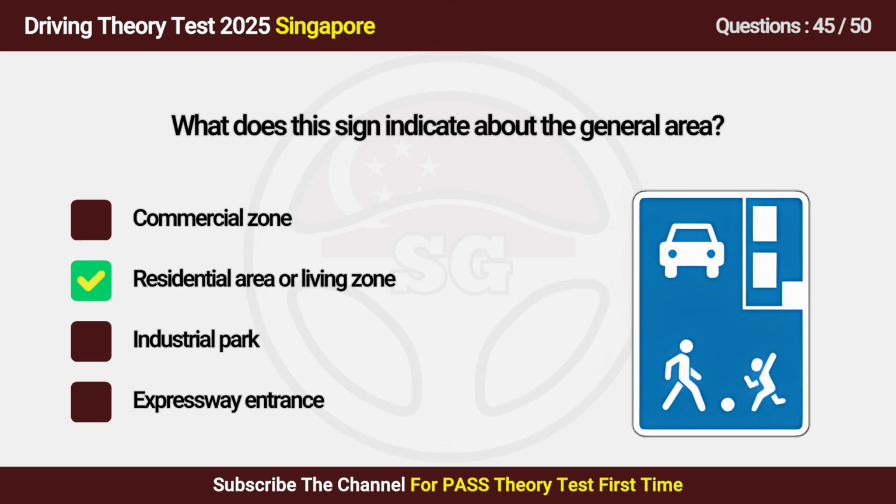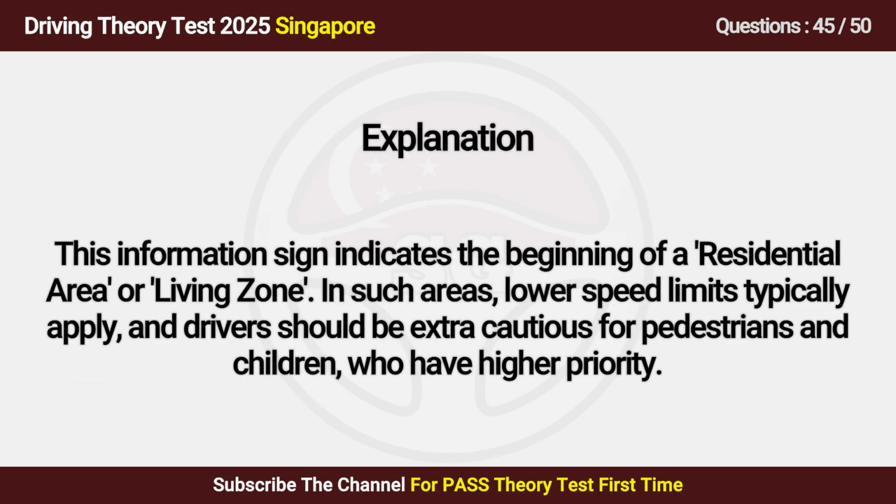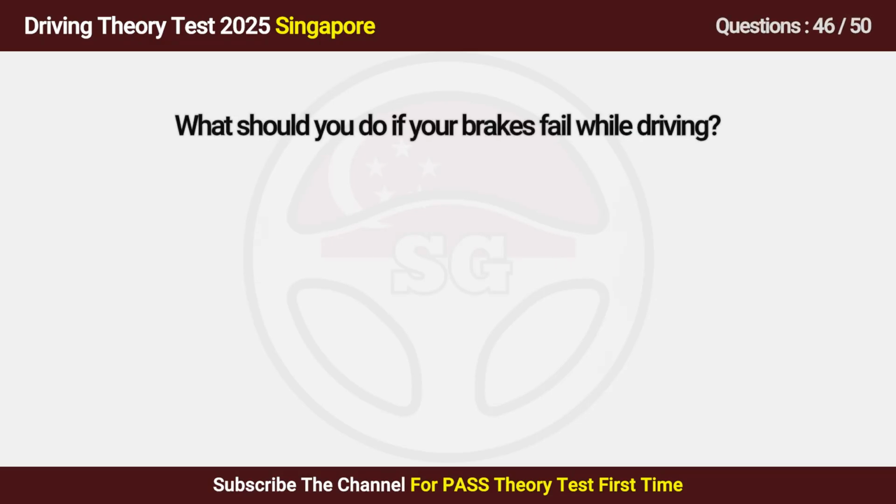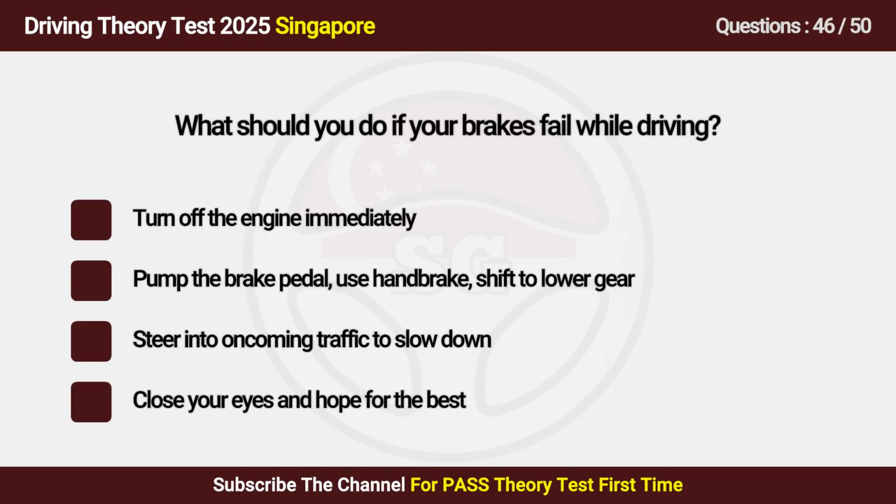Answer is B. Residential area or living zone. This information sign indicates the beginning of a residential area or living zone. In such areas, lower speed limits typically apply, and drivers should be extra cautious for pedestrians and children who have higher priority.